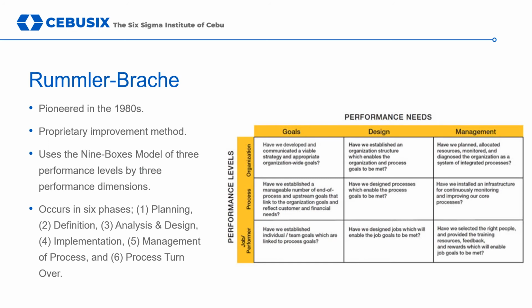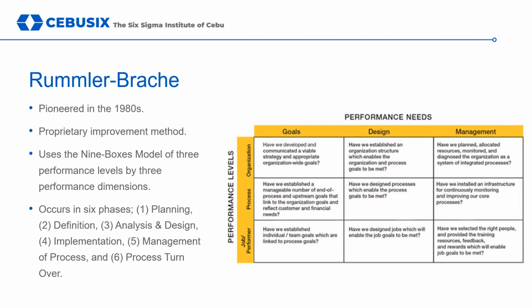Rummler-Brache was pioneered in the 1980s by Geary Rummler and Alan Brache. They developed what remains a proprietary program used by their own consulting firm, but details of the method have been published and used by others. The method seeks to affect positive change in processes and organizations by using a set of practical tools to address business issues and process problems.